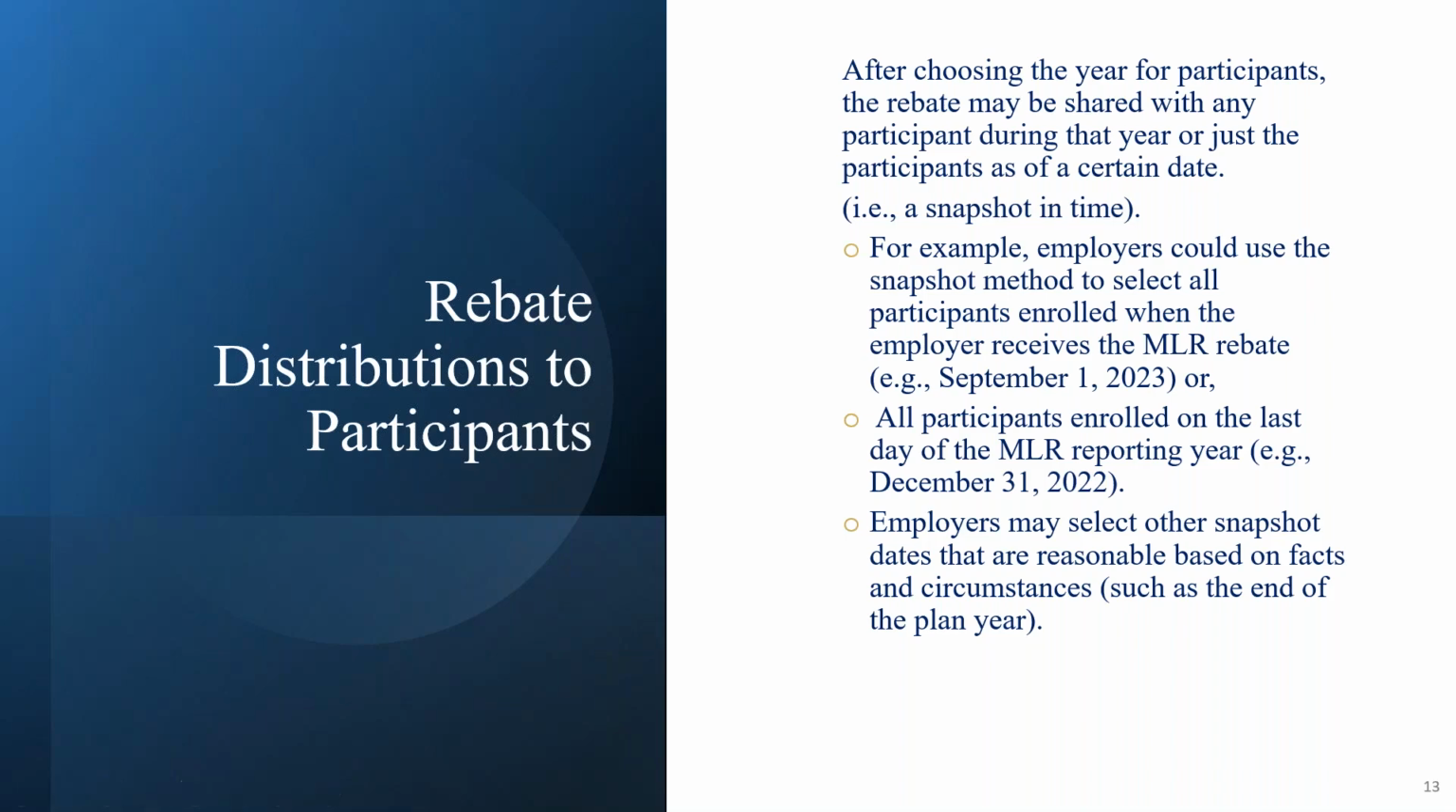So once you choose your year for participant, then you want to drill down and say, okay, do I want to look at everybody who participated that year, just count them all up? Do I want to look at everybody as of a certain date, which I call a snapshot in time? For example, you could use this snapshot method to select all the participants enrolled when the employer receives the MLR rebate. So maybe you've got your rebate checks September 1st, or you haven't gotten it yet, but when you get it, you could say, you know what, I'm going to give it to all participants that were enrolled on the last day of the MLR reporting year. It's December 31st. You could look at your invoice for the month of December and say, I'm going to share it with everybody enrolled there. You could use another snapshot date, first day of the plan year, middle of the plan year. It's just what seems to be reasonable according to how you look at the math.